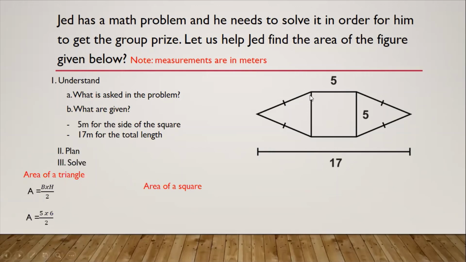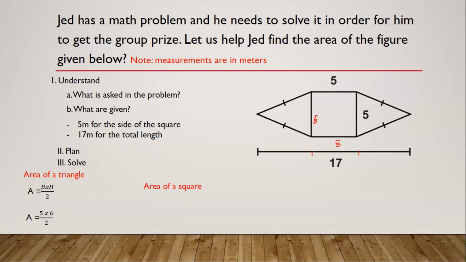The base for this triangle is, of course, 5. And why is it that we have 6 for its height? It's because of the total length here, 17 meters, and for this part we have 5 meters. All of the sides of the square are equal. So if this side is 5 meters, this side is also 5 meters, this side is also 5 meters, and this side is also 5 meters.